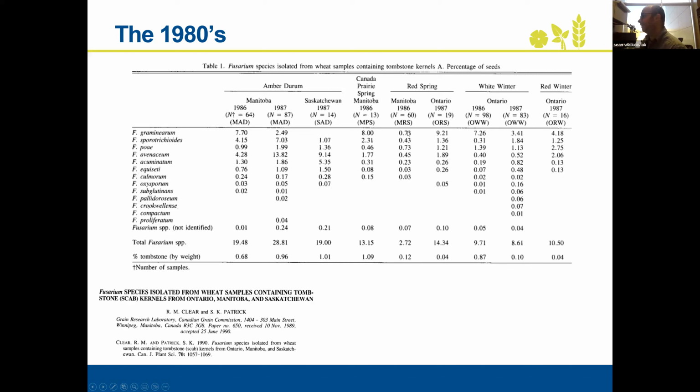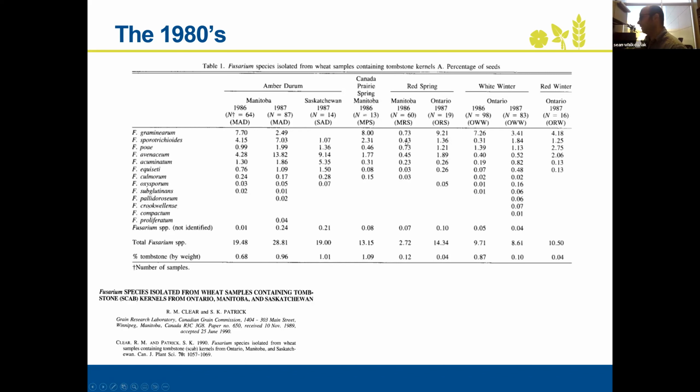And you can see that the disease wasn't really prevalent in red spring wheat or winter wheats, but there's a lot more of it in durum wheat, which is a different species. It's used for making pasta and couscous, whereas spring wheat and winter wheat are used for making bread and noodles. But we did see Fusarium graminearum in a lot of the kernels, but you also saw a lot of these other species, Fusarium sporotrichioides, Fusarium avenaceum and Fusarium acuminatum.